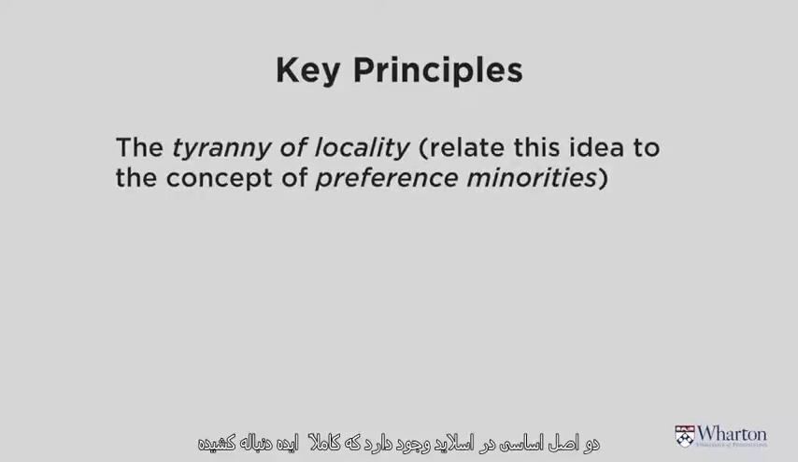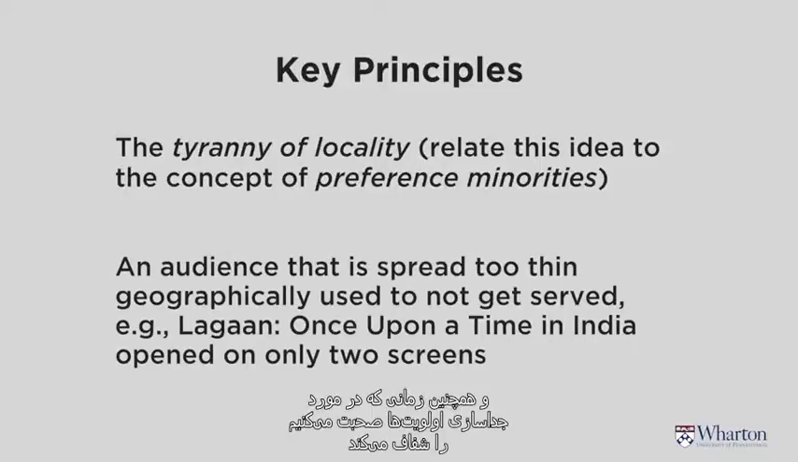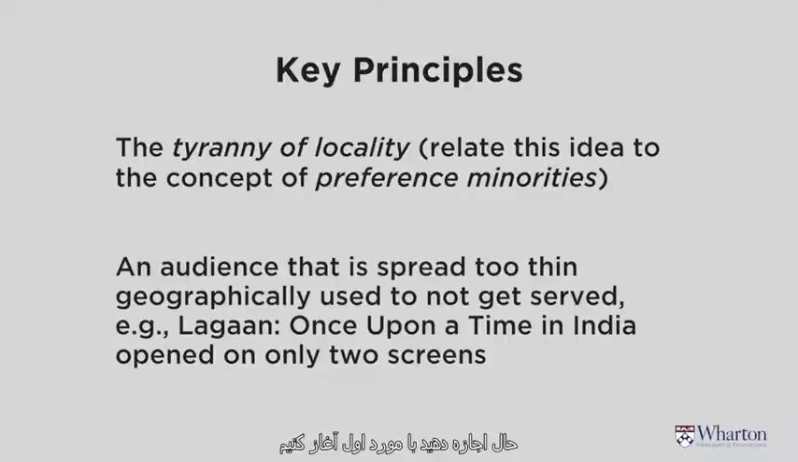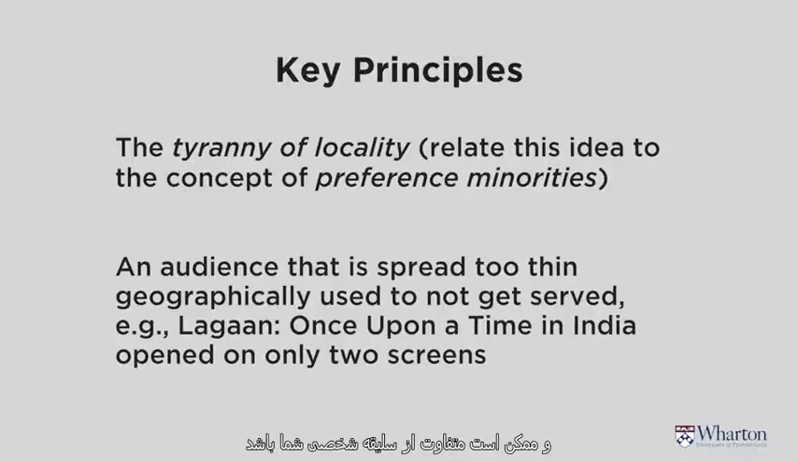Here are two key principles on the slide that really underlie this idea of the long tail and also come up again when we talk about preference isolation. Let's start with the first one: the tyranny of locality. What does that mean? It means that the things that are available to you locally are dictated by whatever the local sellers decide to offer you, and they may be different from your own tastes.